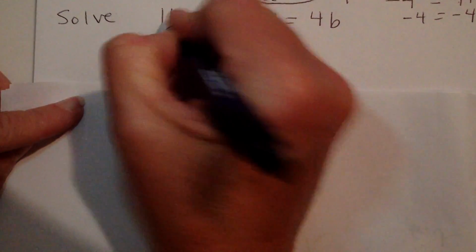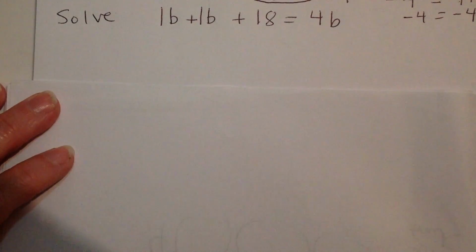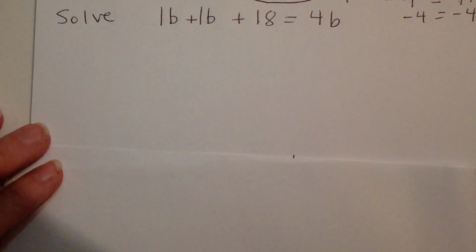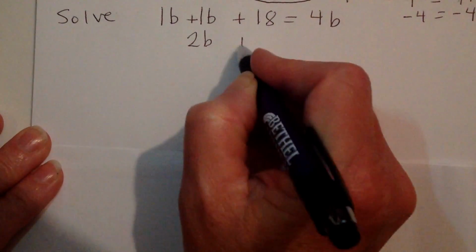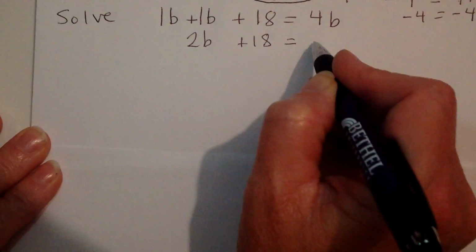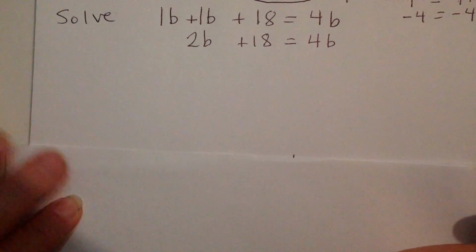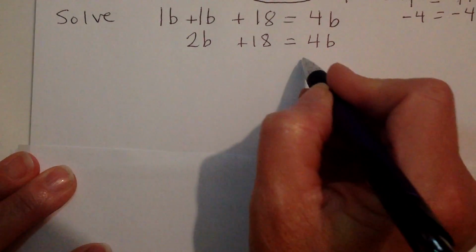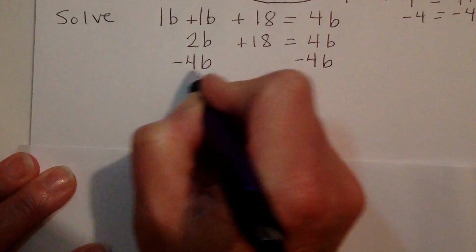Now, there's ones in front of these b's. A variable always has a number in front of it. If you don't see a number, it's understood to be a 1. So 1b plus 1b gives you 2b plus 18 equals 4b. Now, I have variables on both sides. Move the variable from the right-hand side by subtracting 4b from both sides.